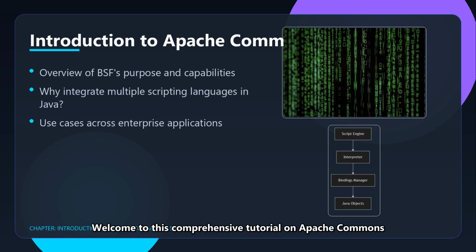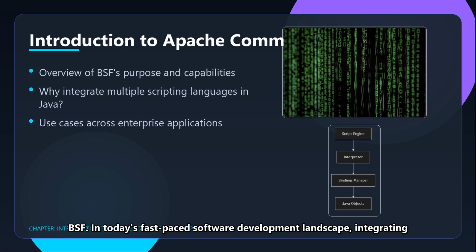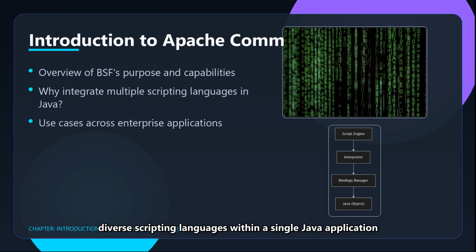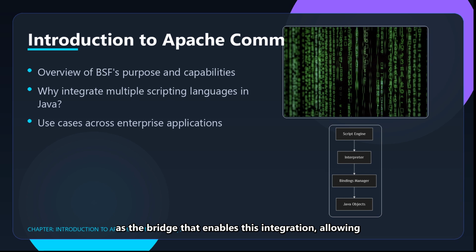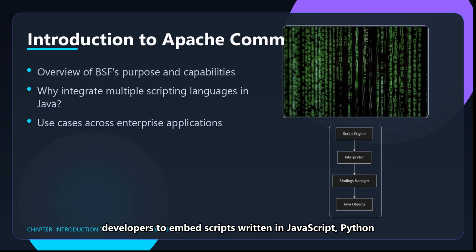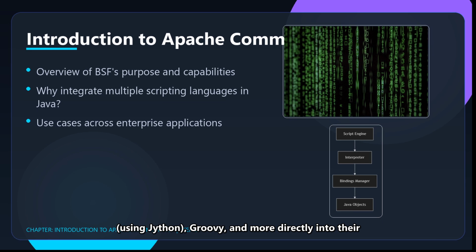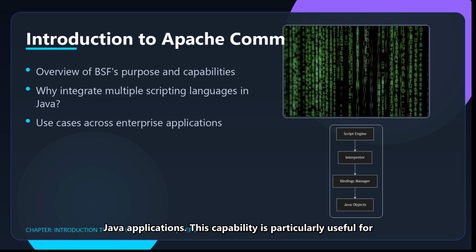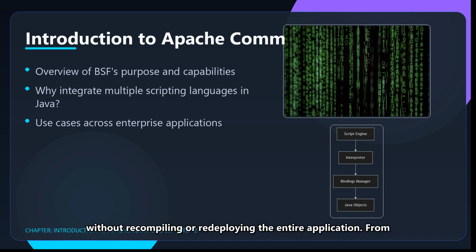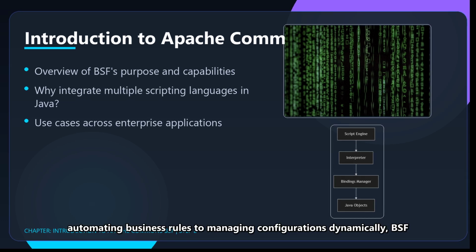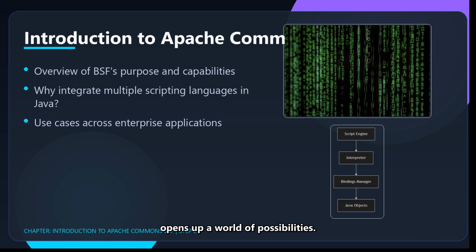Welcome to this comprehensive tutorial on Apache Commons BSF. In today's fast-paced software development landscape, integrating diverse scripting languages within a single Java application can offer immense flexibility and power. BSF serves as the bridge that enables this integration, allowing developers to embed scripts written in JavaScript, Python using Jython, Groovy, and more directly into their Java applications. This capability is particularly useful for scenarios where dynamic behavior needs to be added without recompiling or redeploying the entire application. From automating business rules to managing configurations dynamically, BSF opens up a world of possibilities.